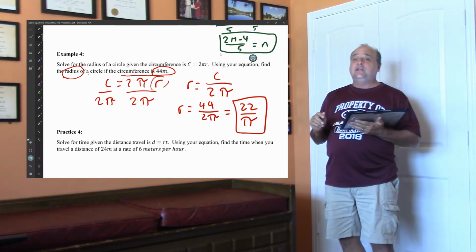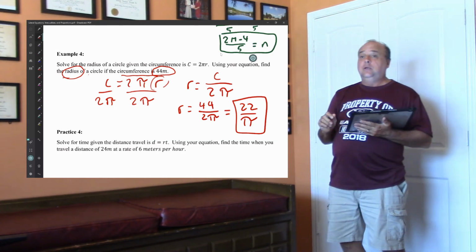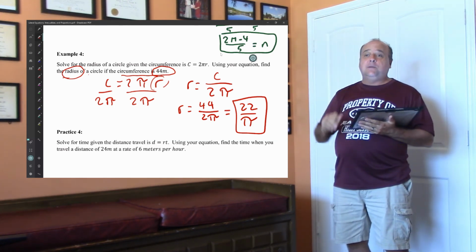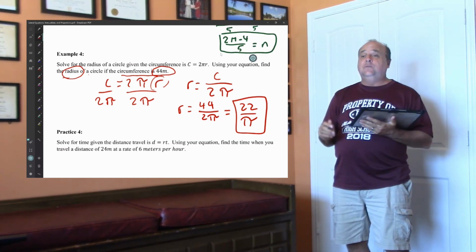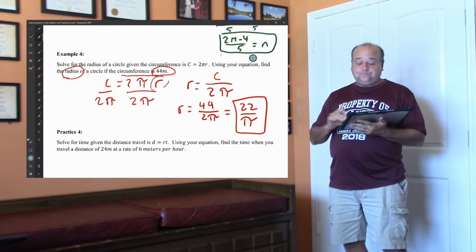So this is what your answer will look like on the STAR test. You'll do this a lot in geometry. In geometry, you will not replace pi with 3.14. You just leave it in the equation. So your radius is going to be 22 over pi.